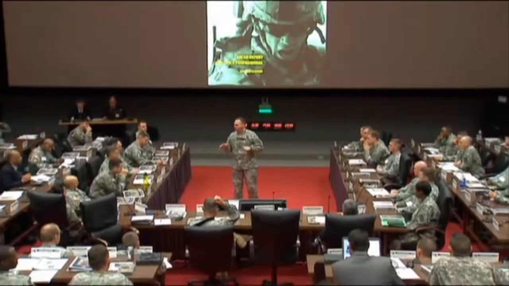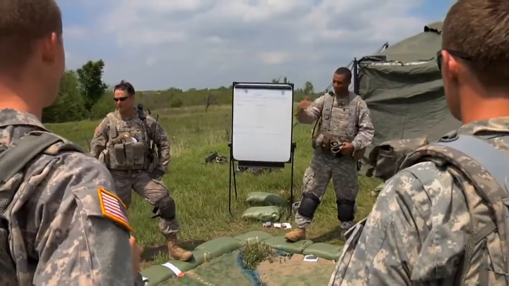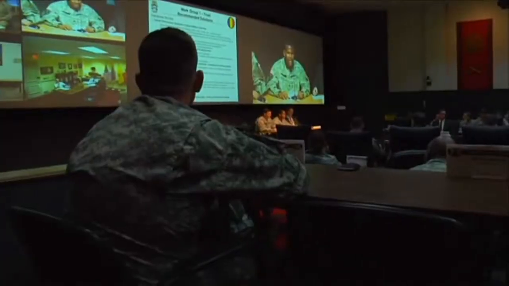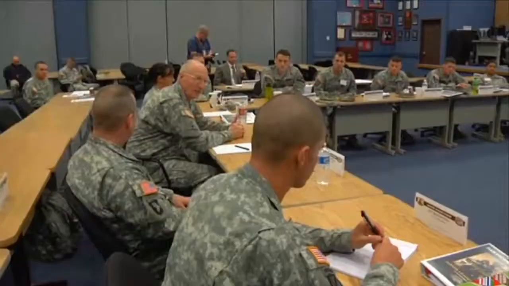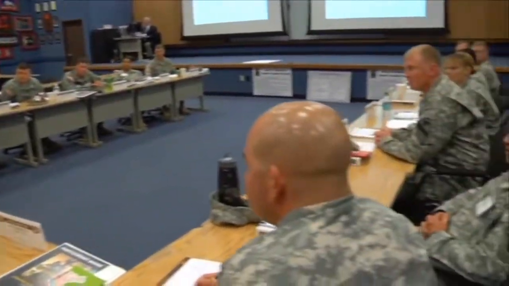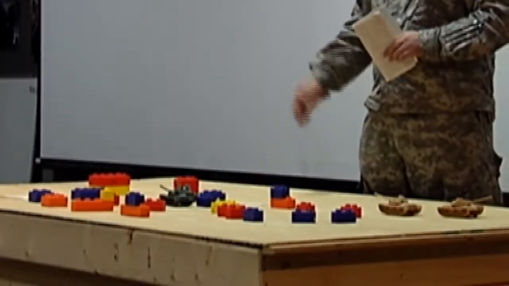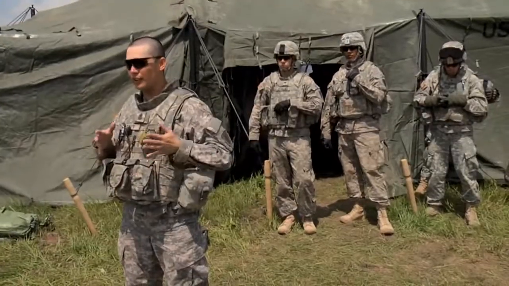There are two types of AARs, formal and informal. Both include a facilitator, event participants, and other observers. The formal AAR takes more time to prepare. It uses complex training aids, and it's conducted where it's best supported. The informal AAR takes less time to prepare. It uses simple training aids. It is conducted when needed, and it's held at the training site.